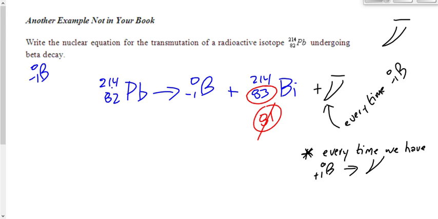Go ahead. I'm not sure how that would have ever been measured. I'm not sure.